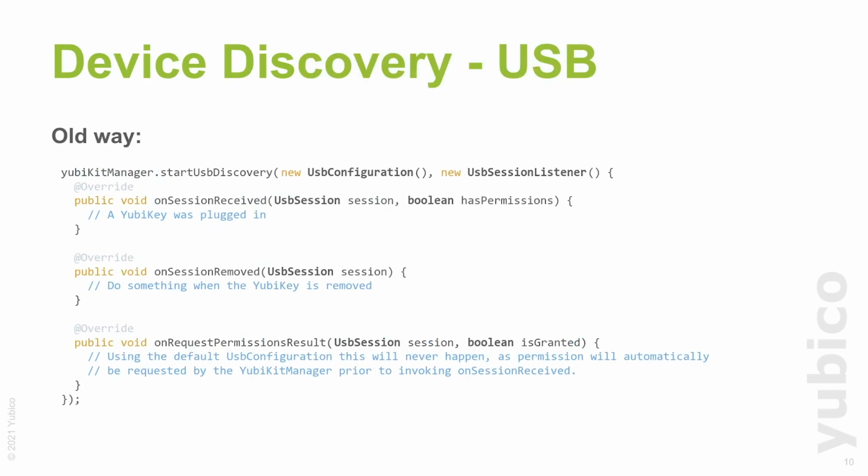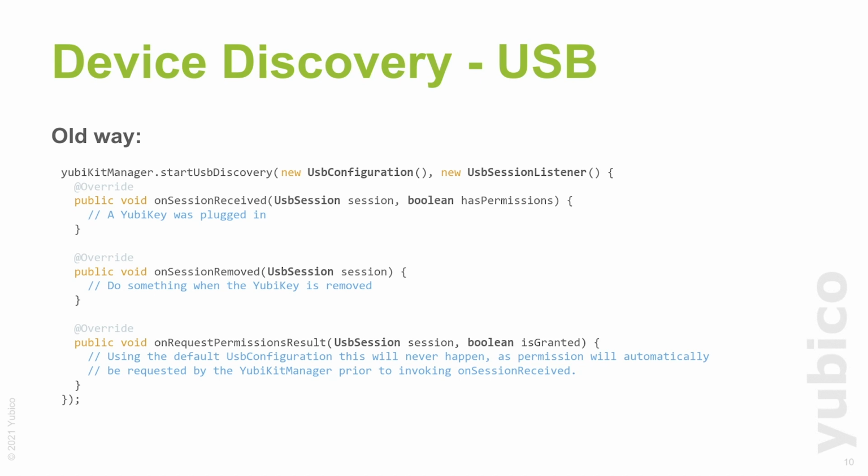Up next, we've changed a bit on how you do device discovery. We'll talk about both USB and NFC, but we'll start with USB. So this is the old way. Same as before, you use the YubiKit manager object to do the device discovery. That hasn't changed. To start listening for YubiKeys over USB, you still call the start USB discovery method, and you pass it some configuration, and this again hasn't changed.